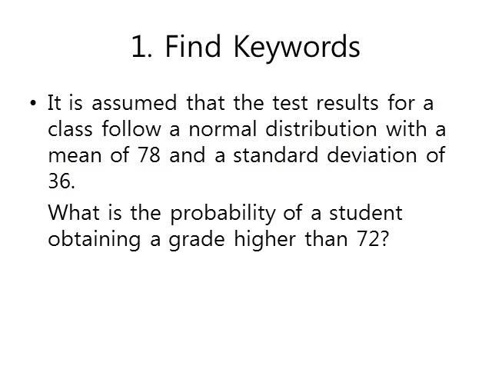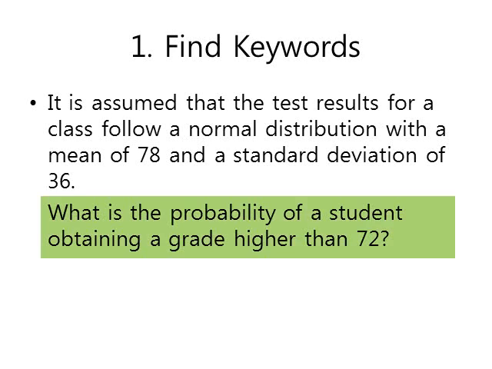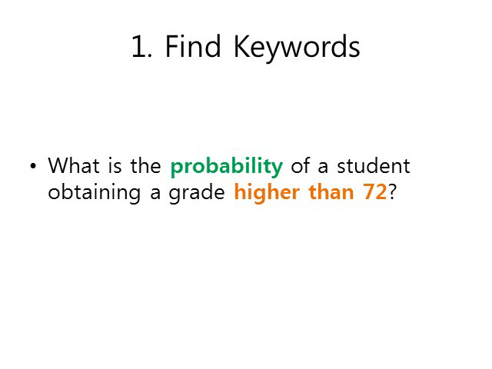Now, let's take a look at the question part. What is the probability of a student obtaining a grade higher than 72? In this part, the keywords are probability and higher than 72. Probability is what the problem is asking for, and higher than 72 is the condition of the question.